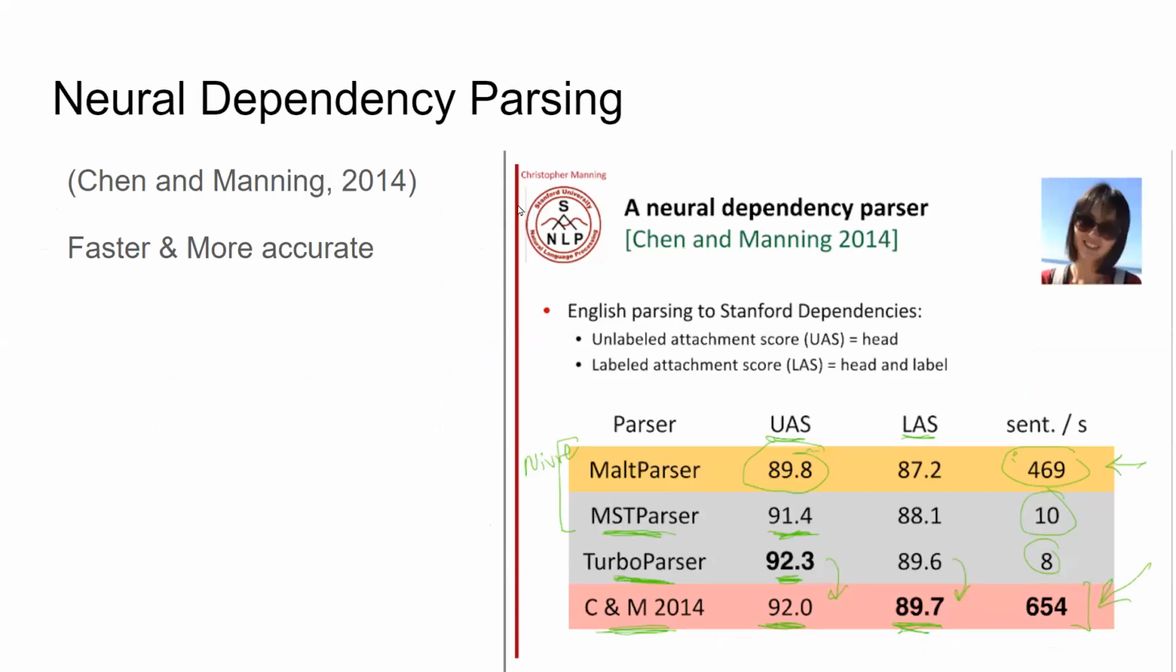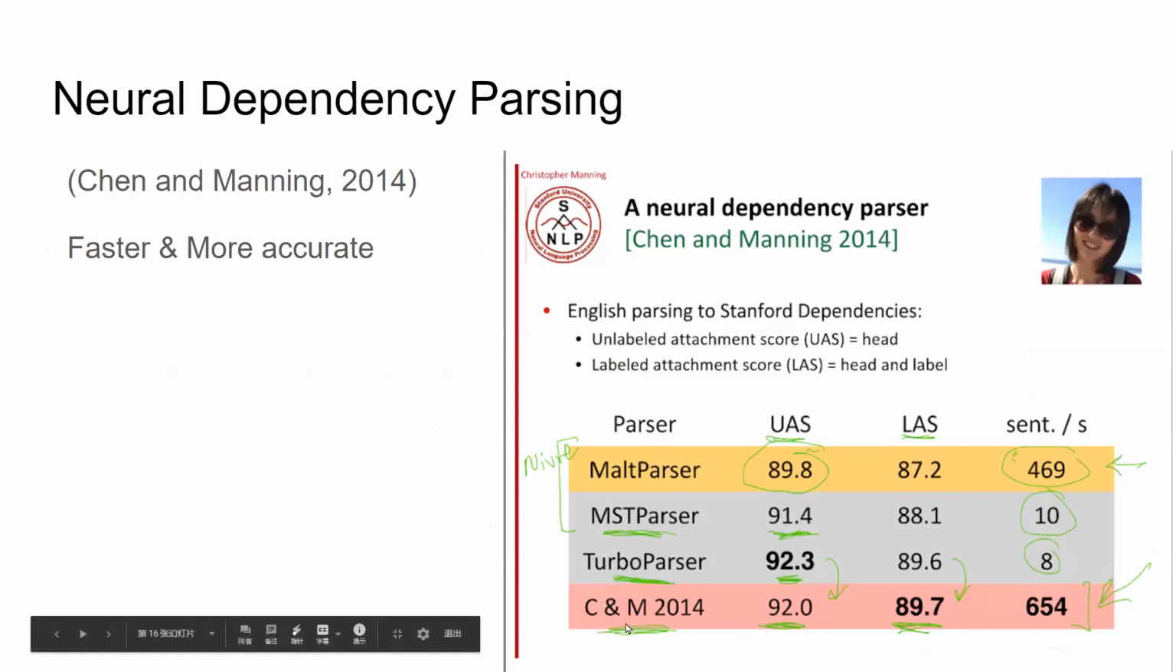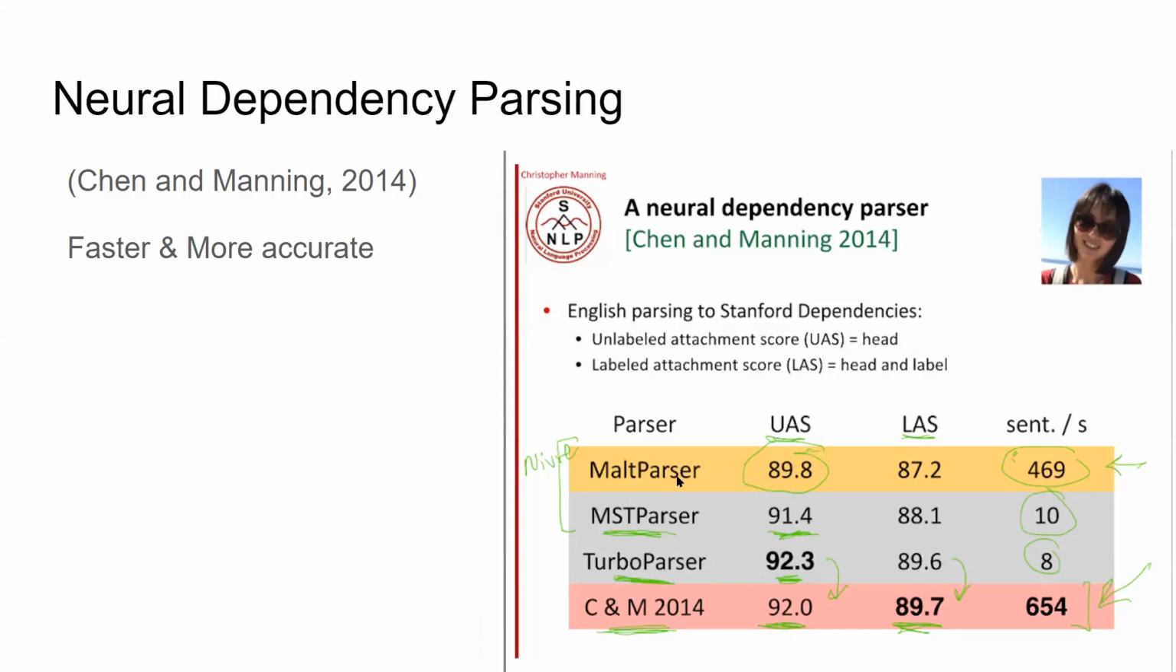So these two brilliant people, Chen and Manning, built a neural dependency parser. They compared their model, highlighted in pink, with a conventional one. MaltParser is the parser proposed in 2005. They used two accuracy scores, UAS and LAS, and their speed to evaluate the models.